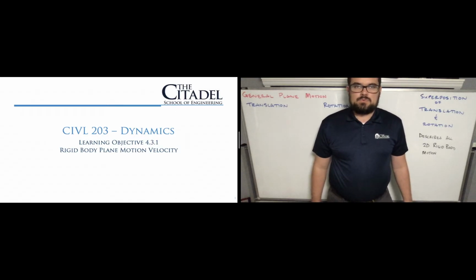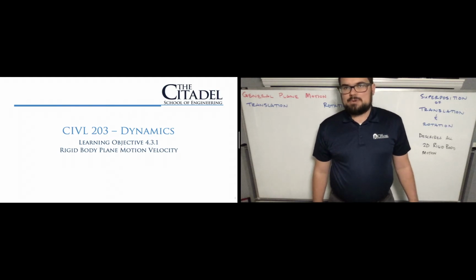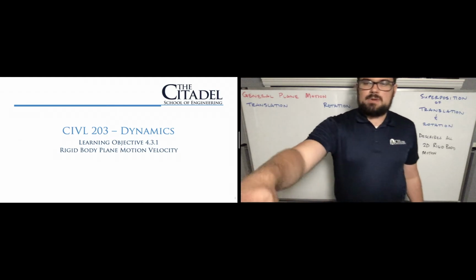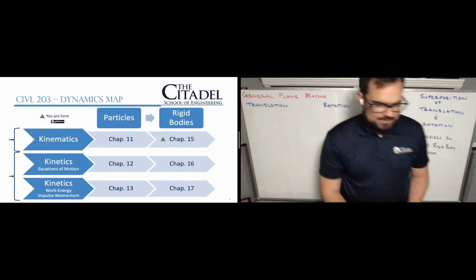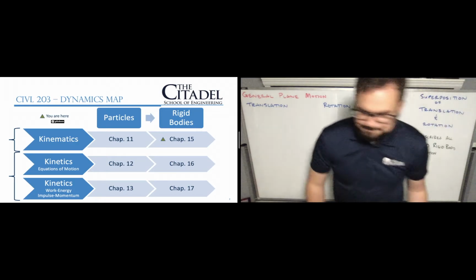This is CIVL203 Dynamics. And in this lecture, we're discussing Learning Objective 4.3.1, in which we're going to talk about rigid body plane motion velocity. Now, rigid body plane motion velocity is covered in chapter 15 of your textbook.